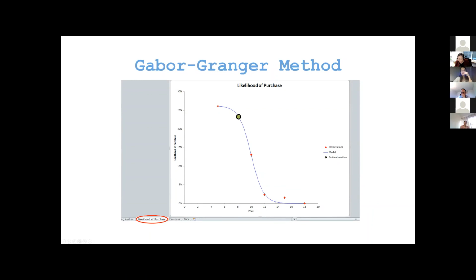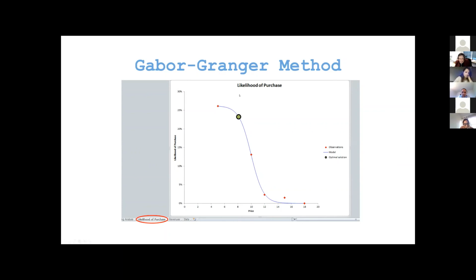As you see, this is not linear if you plot these points. So the model is trying to fit a curvilinear estimate, like a prediction based on this data, and that's represented by the blue line. And then this green dot is saying, based on this blue line and the dots, I'm predicting that your optimal price is here around $8, slightly above $8. What that implies is that about 24% of people it's predicting would buy this product at about $8, I should say.